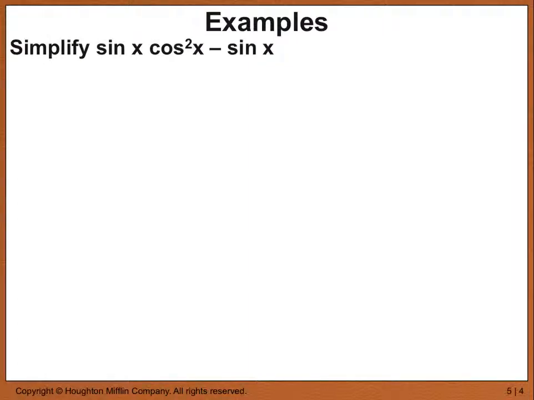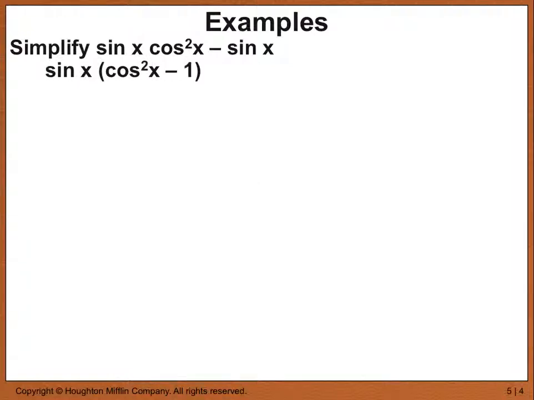Let's say that you want to simplify sine x cosine squared x minus sine x. Well, the first reaction when you see that is it looks like an ugly expression, right? Sine x cosine squared x minus sine x. But if you simply use the identities and some basic algebra, then you'll see that it's possible to simplify this expression. What I'd like you to do, just to challenge yourself, is pause the video, see where you can go with this, and then resume when you can't proceed any further.